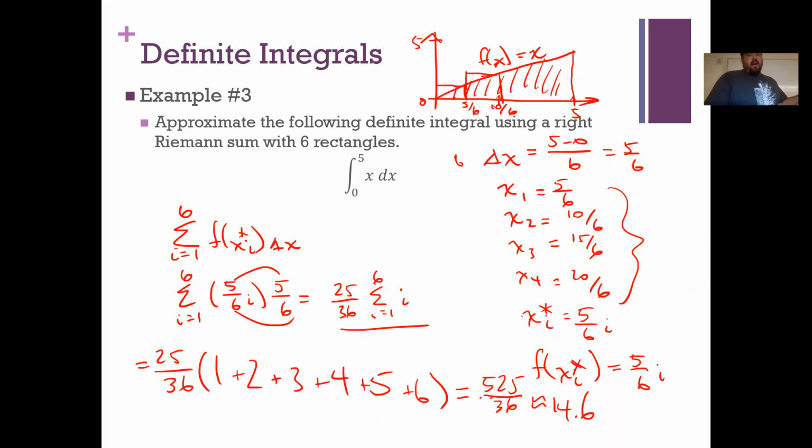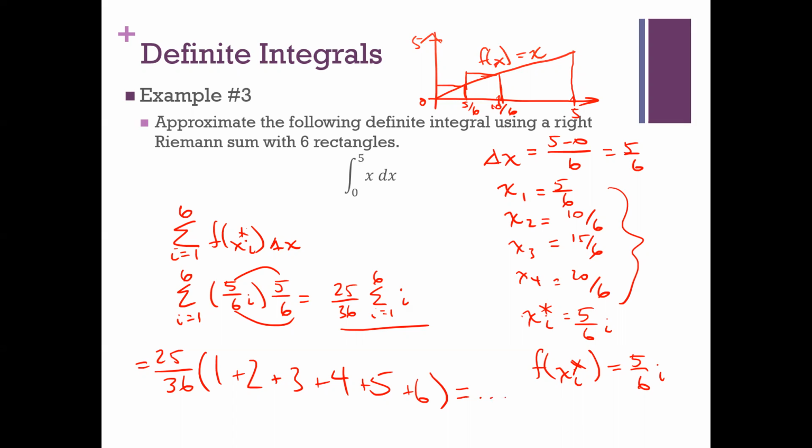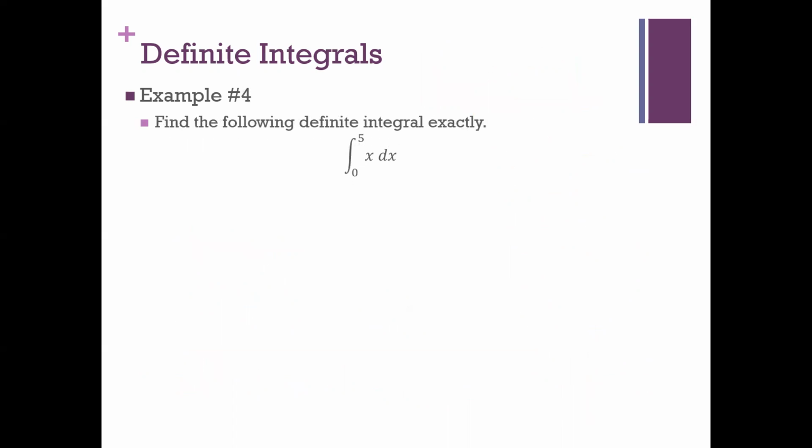So this was an approximation, and like we just said, this is going to be an overestimate because we're dealing with the right endpoints on a function that's increasing. So we're going to be overestimating. So now let's find this thing exactly.